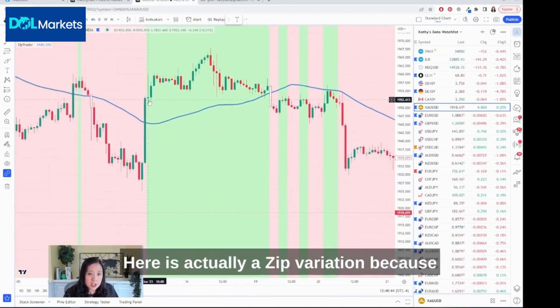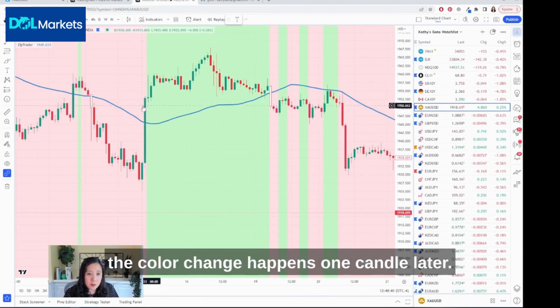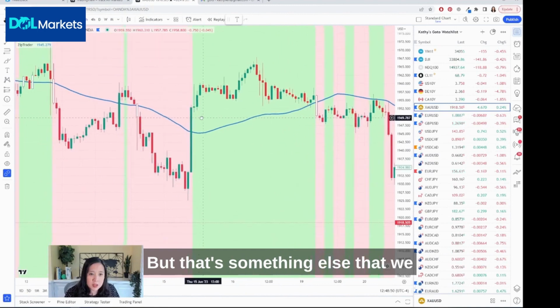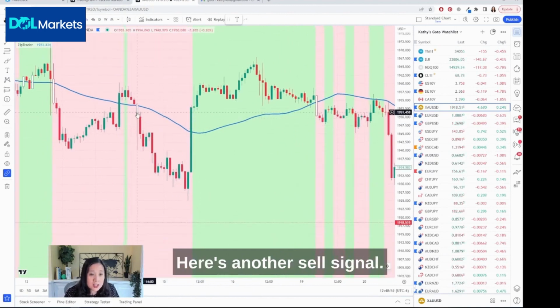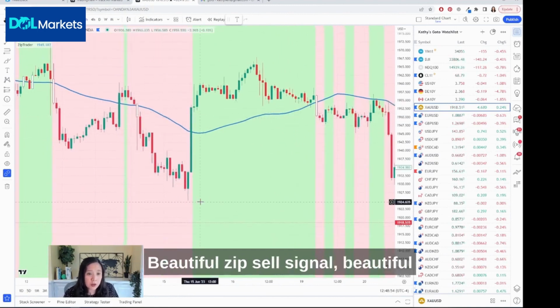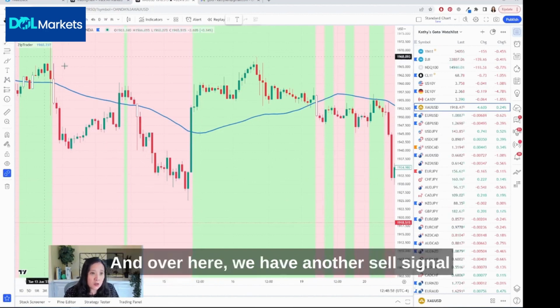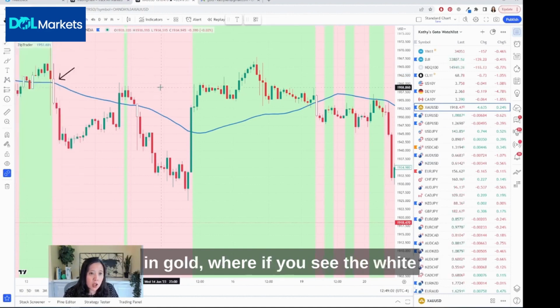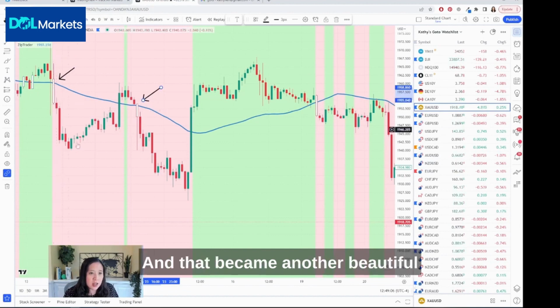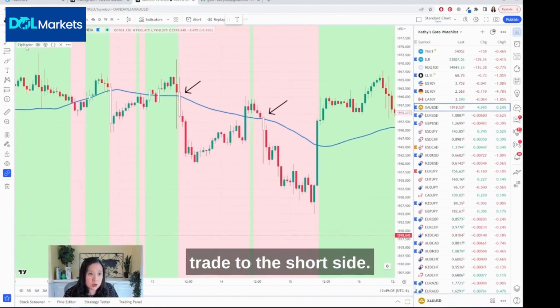Here is actually a ZIP variation because the color change happens one candle later, but that's something else that we can dig into some other time. Here's another sell signal. Beautiful ZIP sell signal, beautiful short trade in gold. And over here we have another sell signal in gold where if you see the white candle close, it's a sell signal, and that became another beautiful trade to the short side.